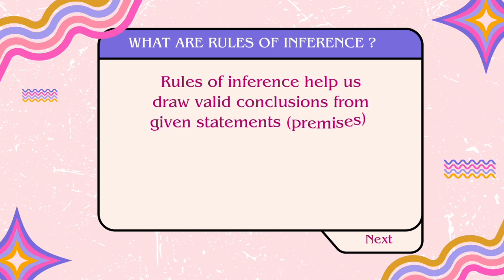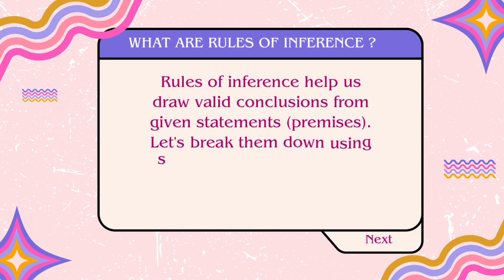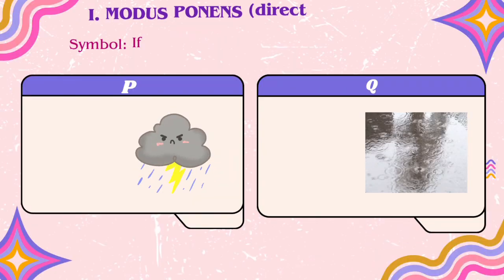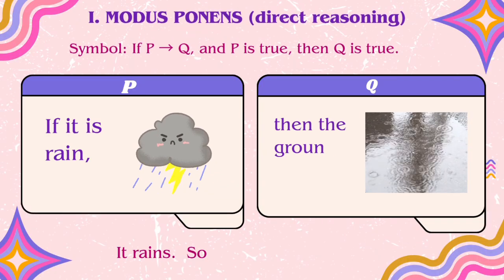Rules of inference help us draw valid conclusions from given statements, which are premises. Let's break them down using simple logic, symbols, and real-life examples. First of all, we have modus ponens, which is direct reasoning.